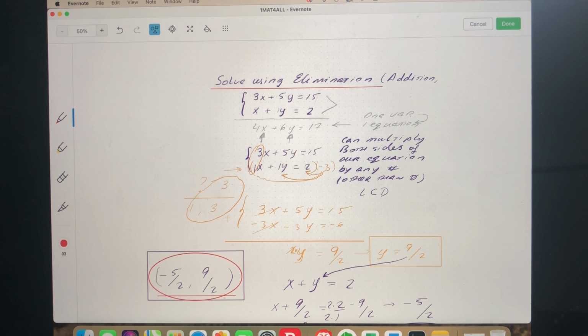In the next video, let's look at what happens if we try to solve an equation that has two parallel lines, so there would be no solution. Let's see what that looks like.